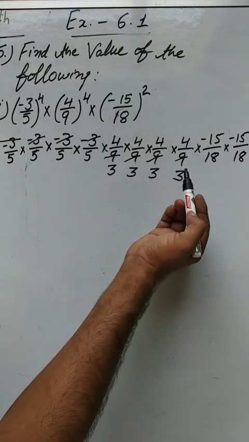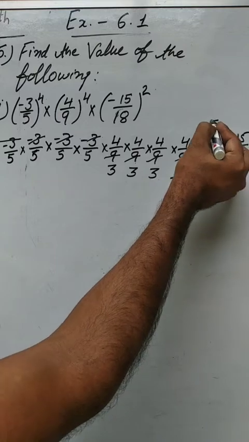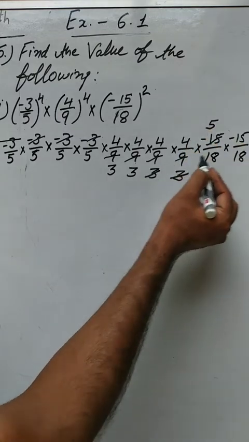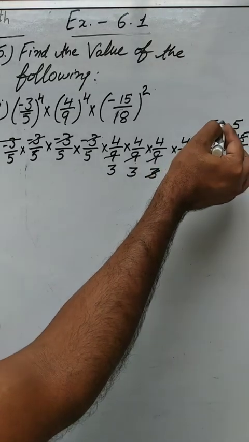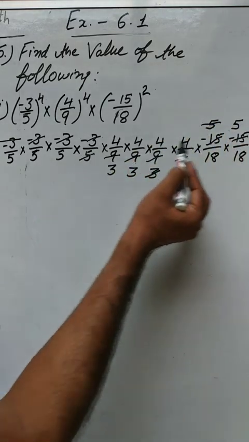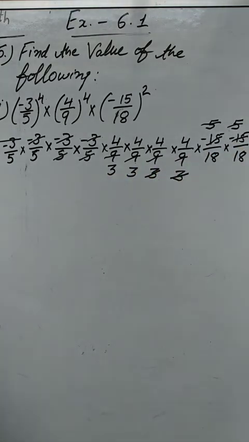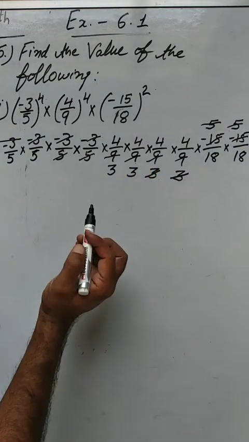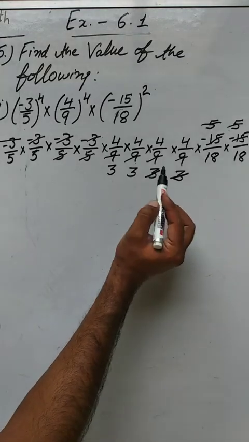15 is also in the table of 3, so we can cancel it with 3. 3 5s are 15. Understood, beta? And this 5 is cancelled with this 5. Understood up to here? And now, anything else, look at common, anything we can cancel.